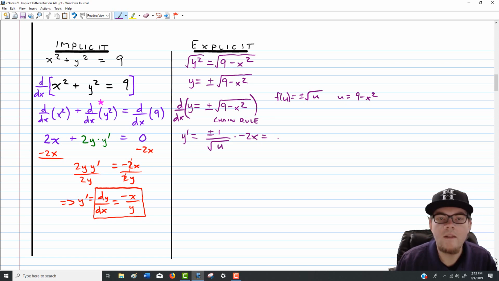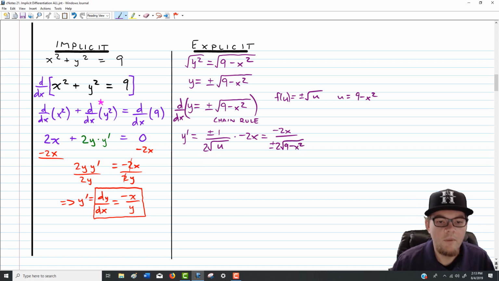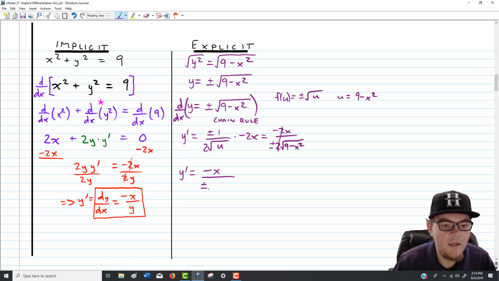Now from here, rewriting this a little bit and just maneuvering some stuff around, and again, trust me that this will work out, I'm going to rewrite this as negative 2x over plus or minus the square root. Oh, sorry, I forgot a 2, didn't I? My bad. Me malo. I need that 2 in there. Plus or minus 2 square root of 9 minus x squared. So at this moment, you can see very quickly that the 2's divide away, and it's tempting to try to condense that negative sign into the plus or minus, but bear with me for a moment. What we've just written is that y prime is equal to negative x divided by plus or minus the square root of 9 minus x squared.